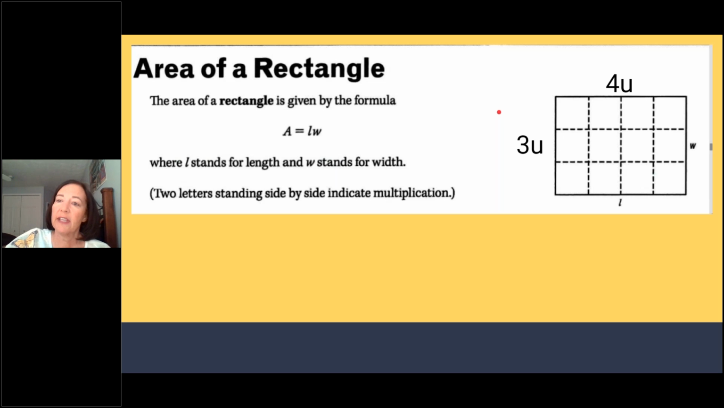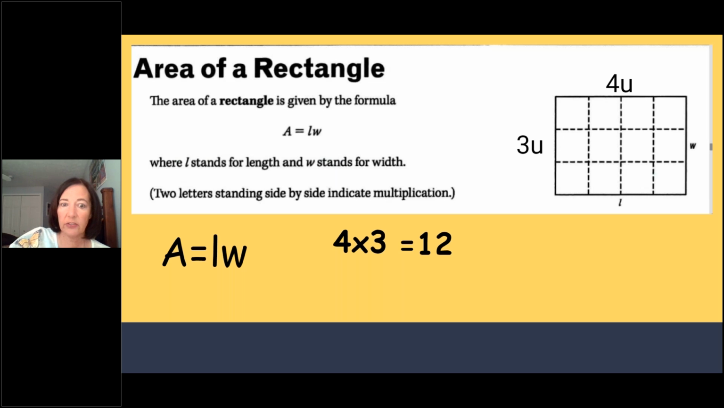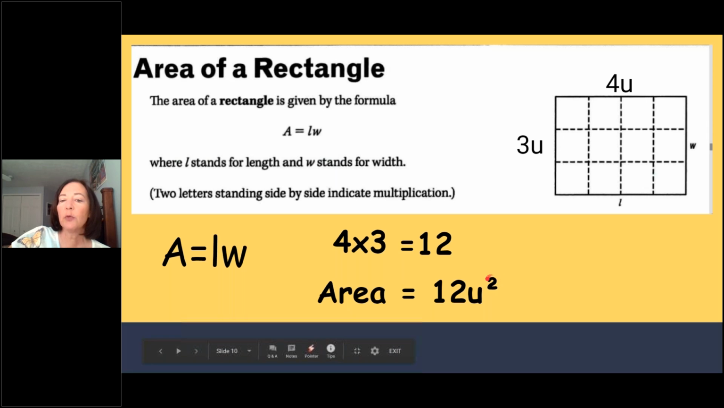In order to calculate the area, we could count those square units, which are printed there, or a quicker way would be to multiply the length times the width to get the answer 12. But 12 is not the final answer here. Whenever we're talking about area, you've always got to include your units. You can't just say 12 units for this one. Area refers to units squared or square units.